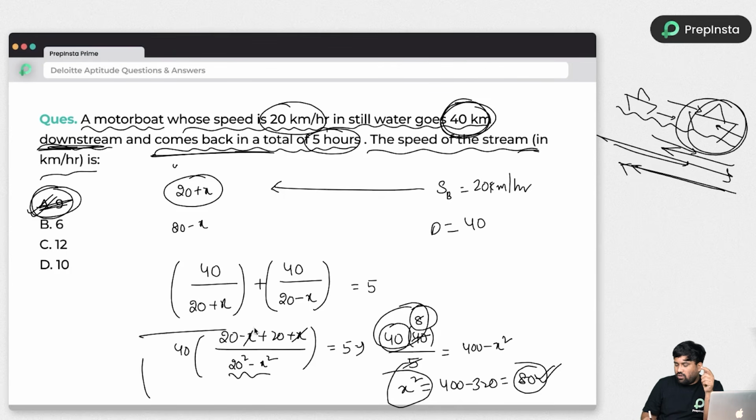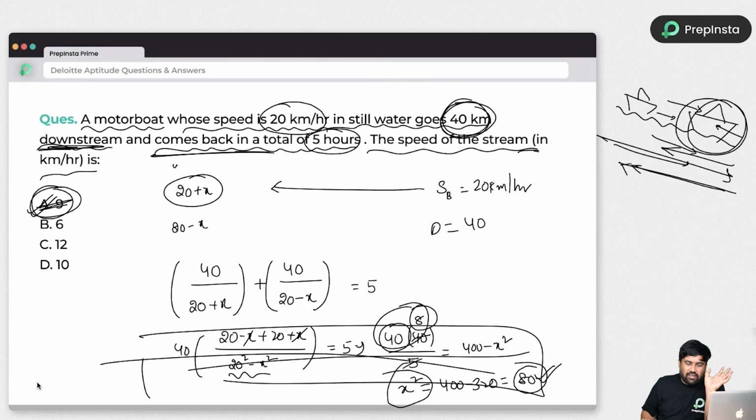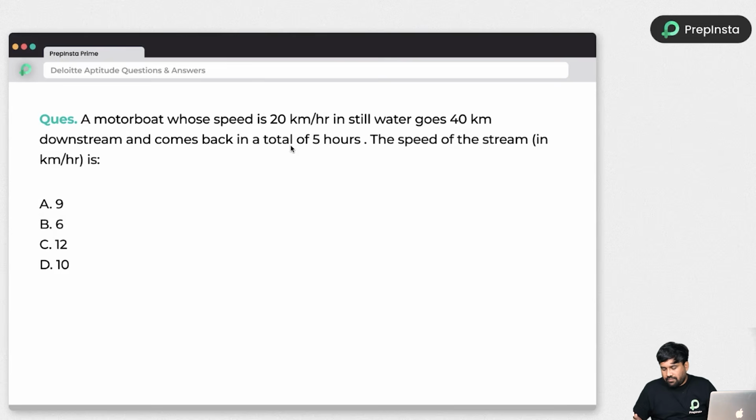So all this is about the calculation part. I am not explaining the calculation part. The only thing you need to do is take the time taken downstream and the time taken upstream, add both, and it will be equal to 5 hours. That's it. Very simple problem. Nothing more than that.